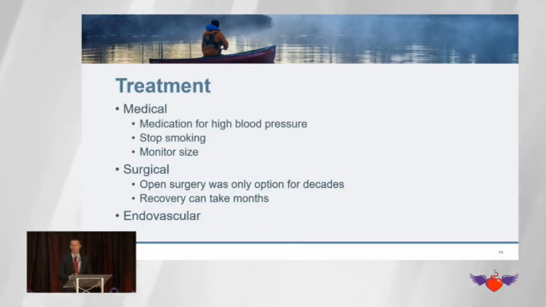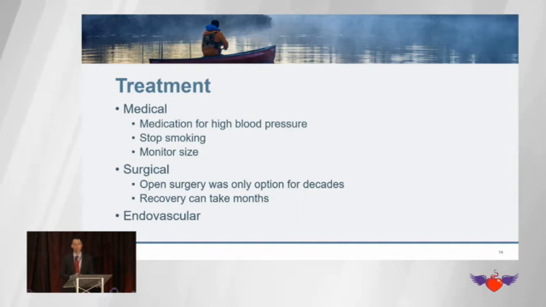So how do we treat it? Medical treatment is when we've identified an aneurysm and we're basically watching it and trying to prevent it from getting any bigger. So medication to treat high blood pressure if they're not already on it. If someone is smoking, stopping smoking is the single greatest thing we can do to slow that progression, because smoking has been shown to speed up the rate at which it will increase. And then we're just going to monitor the size of the aneurysm, like I said before, with ultrasound or CT scan.